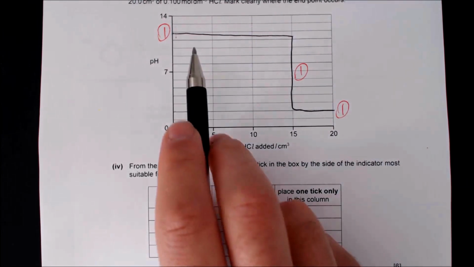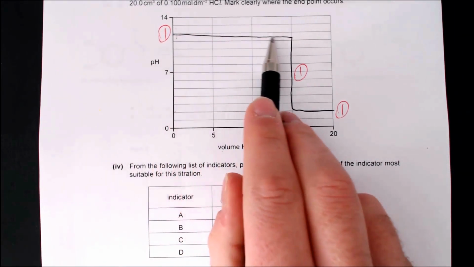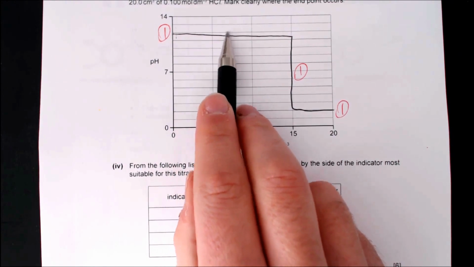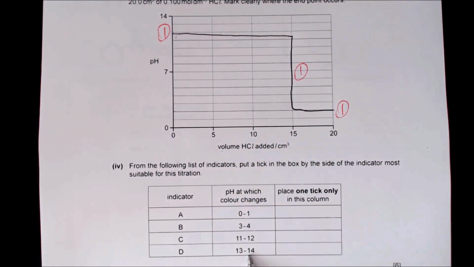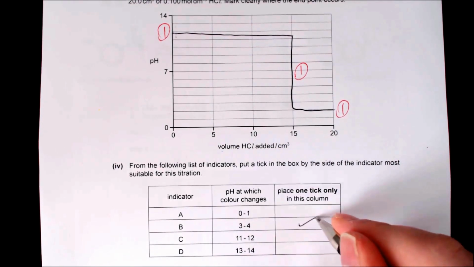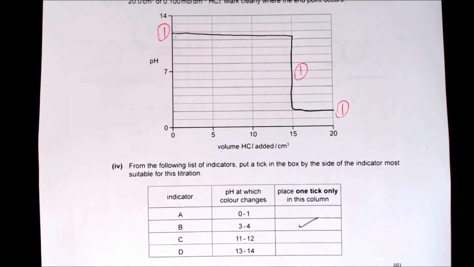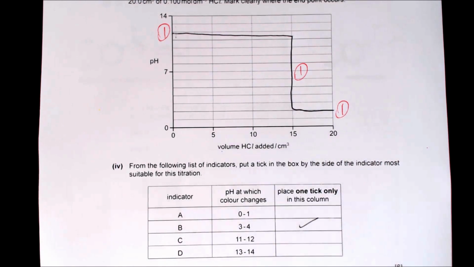11 to 12, again, is too high up. You don't want it changing up here. You want it to be changing in the endpoint. 13 to 14, certainly not. It doesn't even get to that high. So actually the answer's got to be B. That's the indicator we're going to use. And again, you get 1 mark for that one there as well.